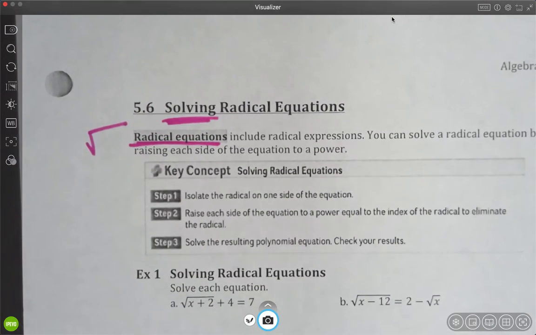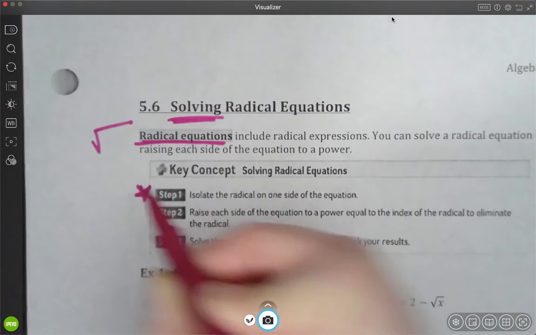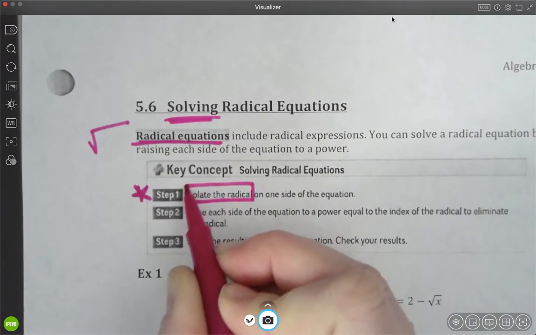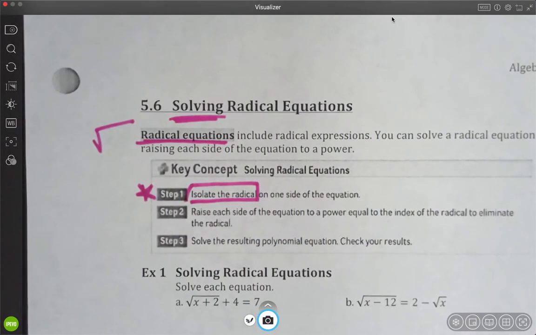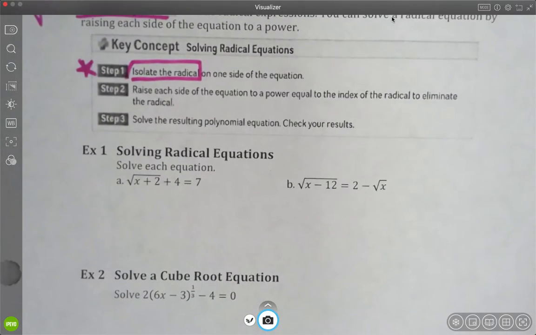Okay, the very, very most important thing that I want you to do is right here, step number 1. Underline, circle, star, box, whatever. That is the very, very, very most important step when you are solving radical equations: you have to get it by itself on one side of the equal sign. From there, it's very easy. So, step number 1 is the most important step. Everything kind of just falls into play from there.